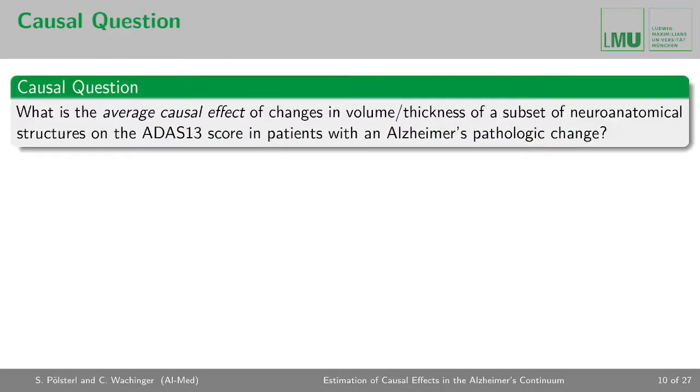Let's begin by defining our research question. We want to know what is the average causal effect of changes in volume or thickness of a subset of neuroanatomical structures on the ADAS-13 score in patients with an Alzheimer's pathological change. The ADAS score counts the number of mistakes a patient made during her cognitive evaluation. The condition on Alzheimer's pathological change implies that we are only concerned about dementia due to Alzheimer's and not other forms of dementia.